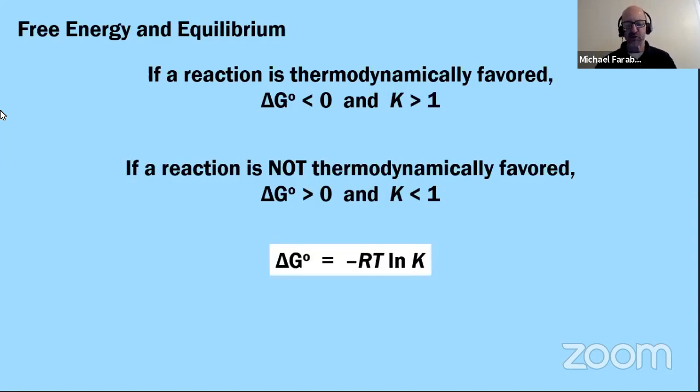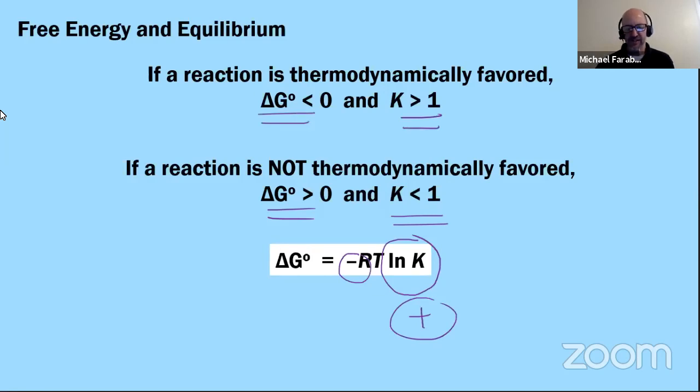So if you look at the natural log portion of this equation, the natural log of a number that is less than 1 will be negative. So a negative times a negative is going to give you a positive delta G. But the natural log of a number that is greater than 1 will be positive. And so you'll end up with a negative delta G.